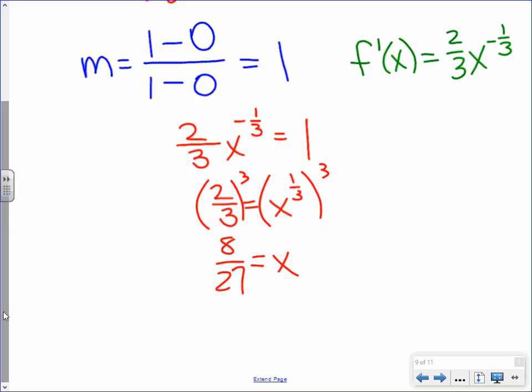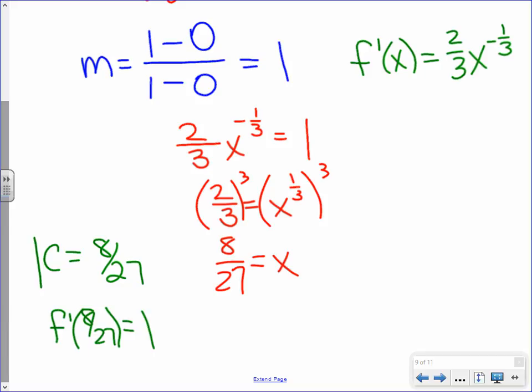8/27, is that between 0 and 1? Better be, right? So our C value is 8/27 because f prime of 8/27 is 1. Which is the slope between 0 and 1. Okay? Now, there may be a couple times in your homework where you get more than one C value. Make sure that your C value is in your interval. It is possible to have places outside of the interval that have that same slope, but we are only concerned about the ones in the interval.